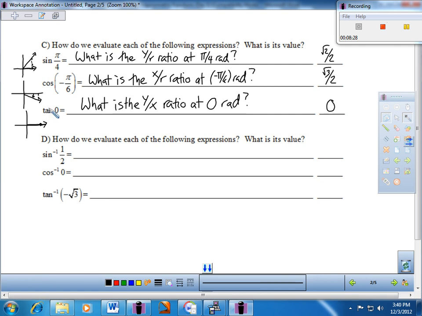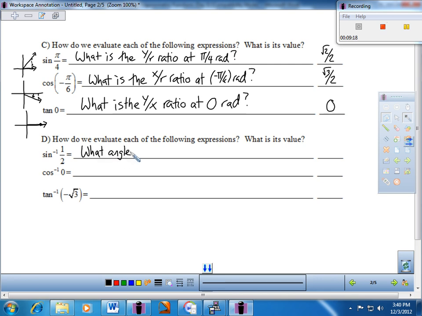Now let's go into part D and rehash a couple of things we've been doing the last couple of lessons, working with the inverses. So part D. How do we evaluate each of the following expressions, and what is its value? So here's where we want to be careful. Inverse sine of 1/2. Remember, everyone, this is the sine ratio. The output is the angle. So here's what I would ask myself. What angle?